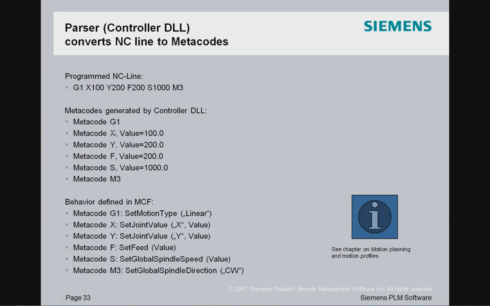And then, like I said, once you have all these metacodes, you need to assign functionality, and that is done making use of kernel commands. We will see that in the documentation. So on a G1 we will set the motion type to linear. On X we will set the joint value X to the value that we've got from the parser. Similar for Y. For F there's a set feed, and so on. And we will use those concepts to get our first ANSI program with just a G0 move up and running.